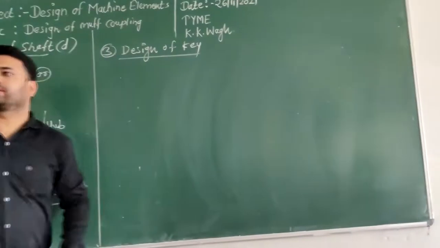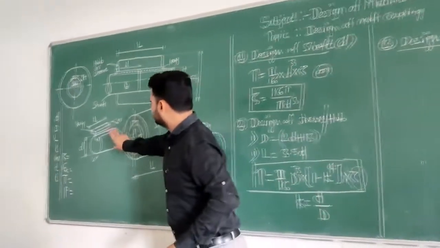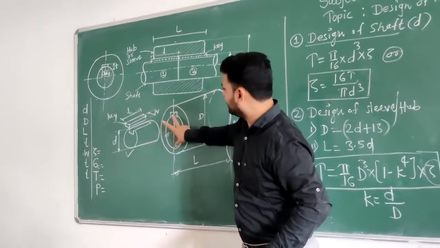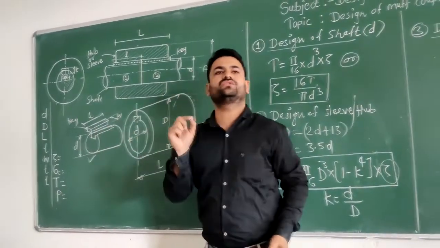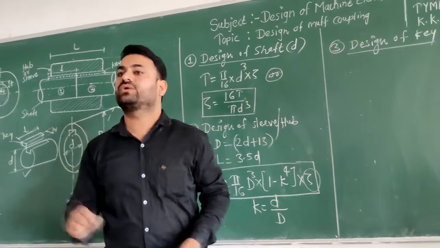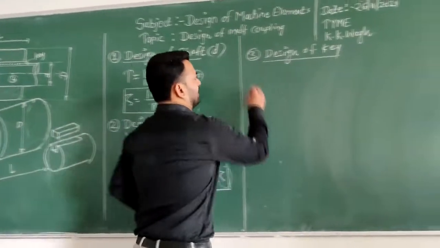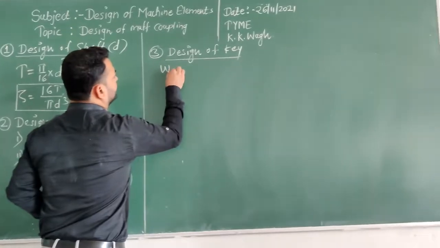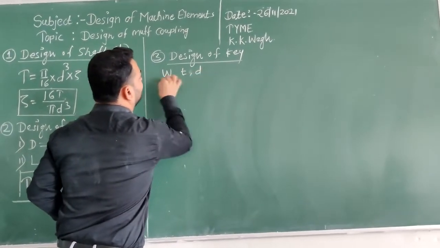See here, key is the element which is used to connect two members. Here, this shaft is connected with the hub with the help of a key. So key is used for connecting the elements, and the design of the key plays a very important role. W is the width of the key, T is the thickness of the key, and d is the diameter of the shaft.